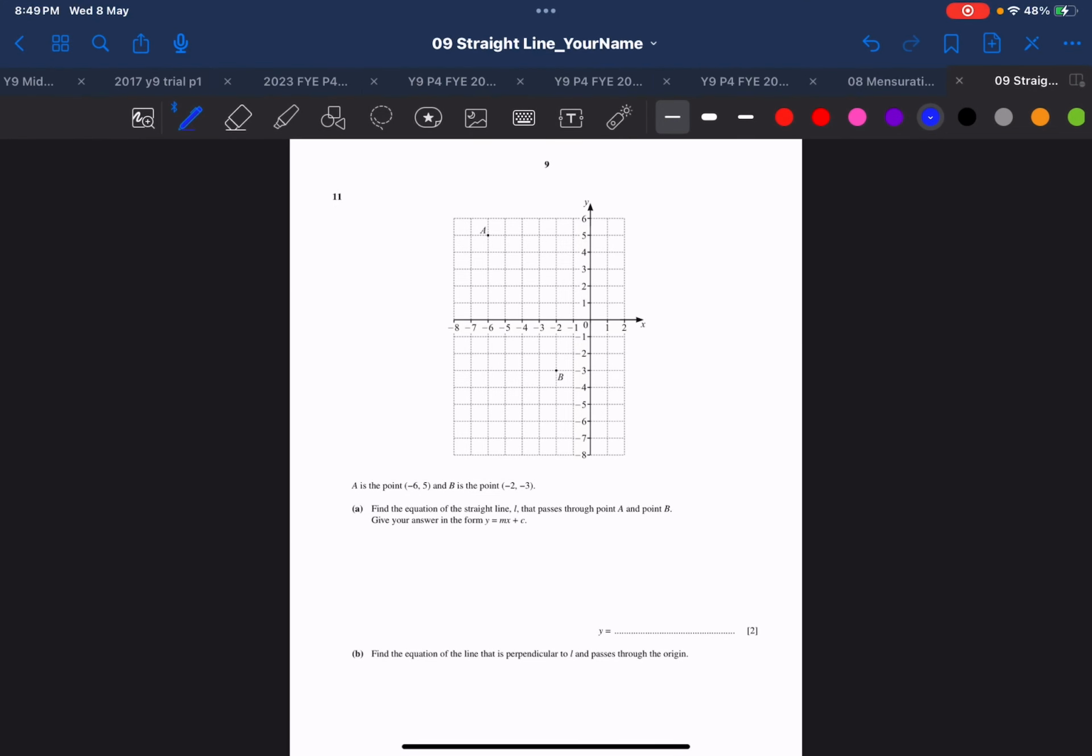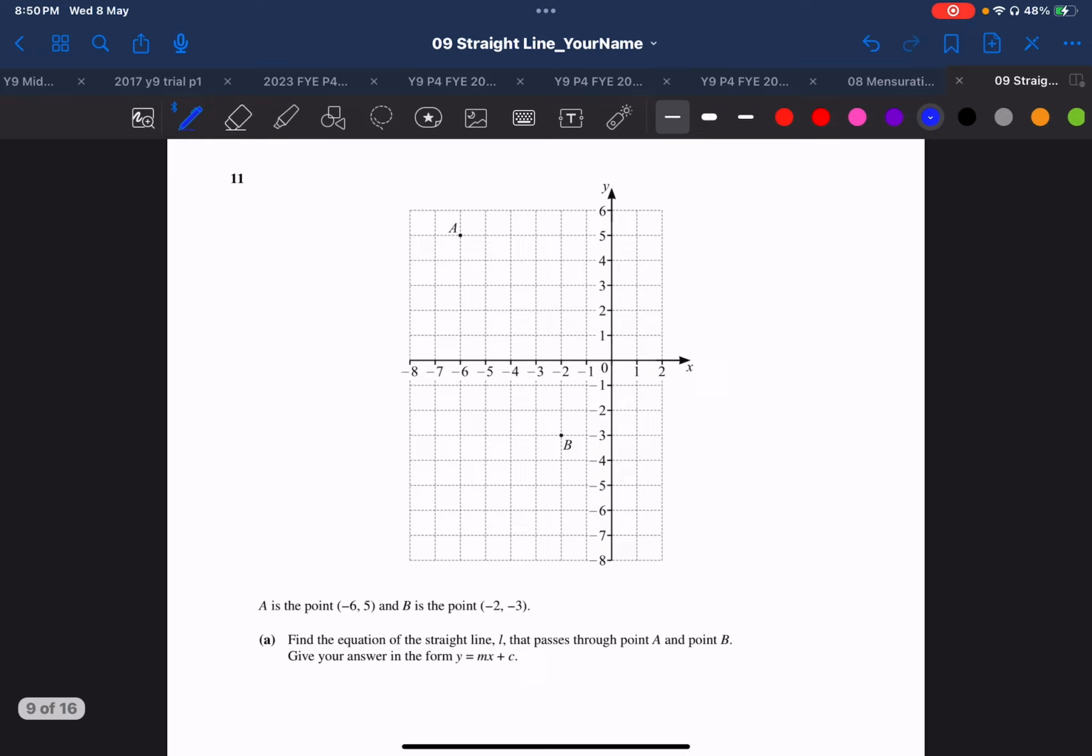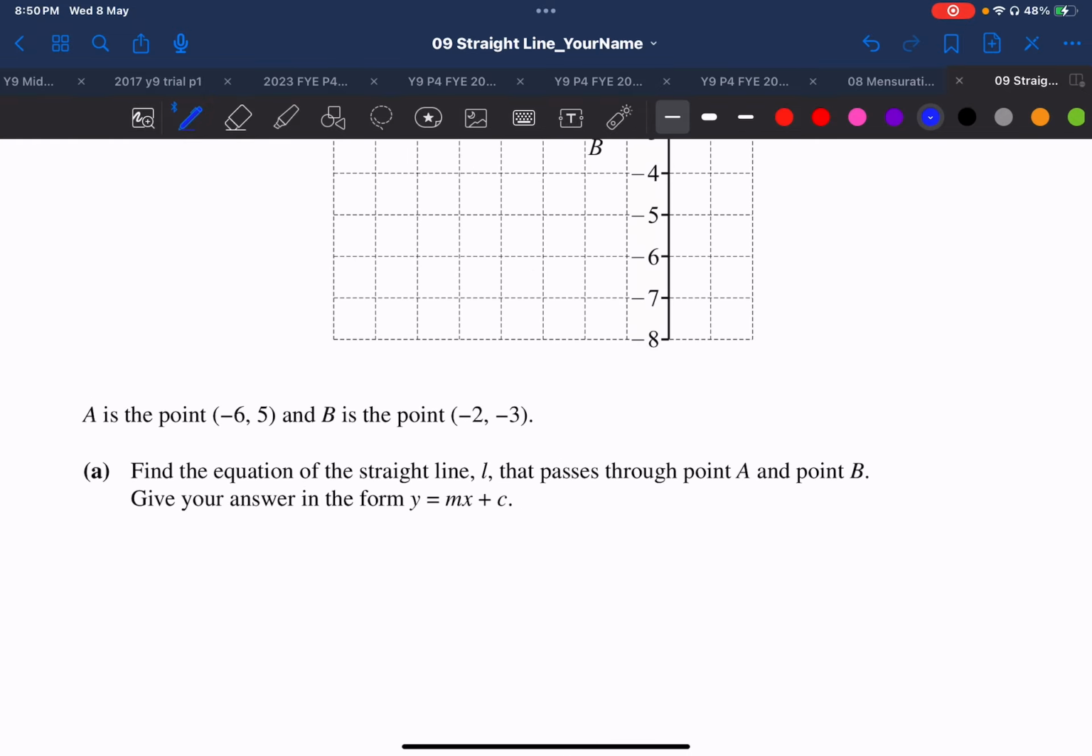Okay, next is question 11. Find the equation of the straight line that passes through point A and B. To find the line equation, we need to find the gradient, which is y minus the y over x minus the x. Remember to change the sign, yeah? So you shall get -2.